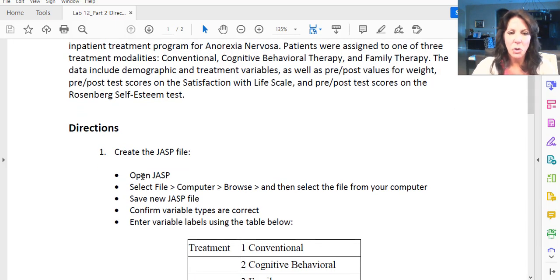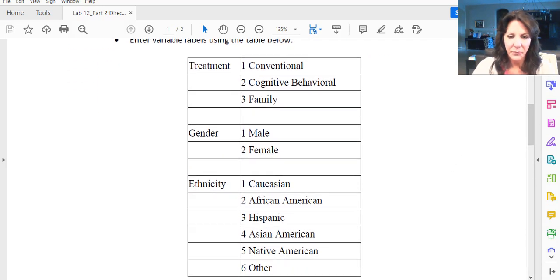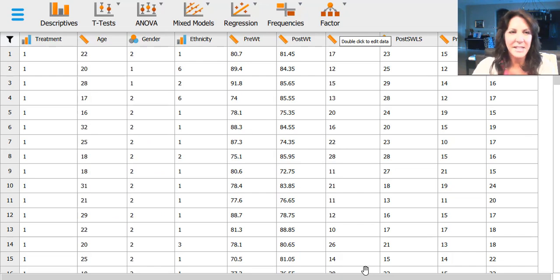So the first thing you need to do is open JASP and upload the data. We're going to confirm that our variable types are correct, and we're going to enter the variable labels the same as we did last week. So here we go. You will recognize these data. What I need to do is confirm my variable types. Treatment is not ordinal, it is nominal, so I'm going to change that. Age is a scale variable, gender is nominal. Ethnicity is also nominal, there's no order to the ethnicity. And then all of these measures are scale variables, so we're in good shape.